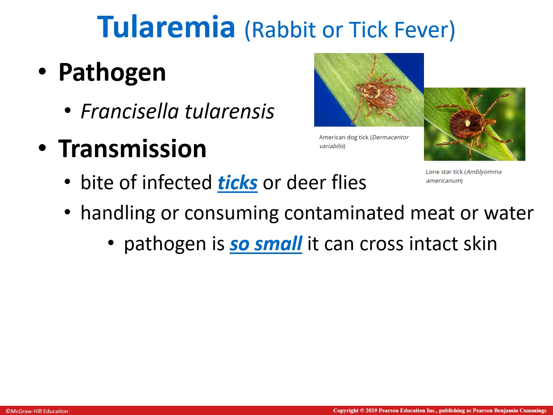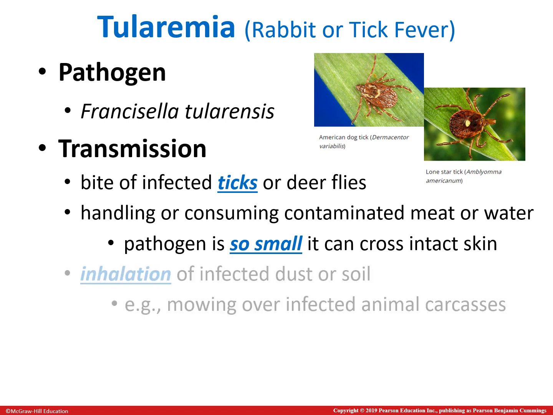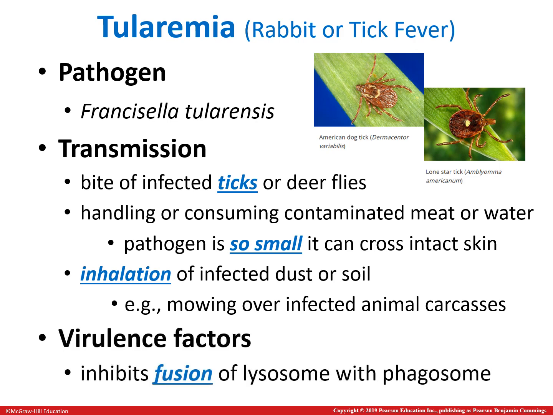And so primarily it's transmitted either through the tick bite or just handling and consuming the contaminated meat or even water. In some cases it can be inhaled, and so that's one reason why tularemia is one of the top 6 diseases considered for biological weapons, because it can easily be transmitted through the air. And there are a few cases here in the U.S. where individuals who were mowing and mowed right over an infected rabbit carcass then just raised the dust where that bacteria then became an inhaled pathogen.